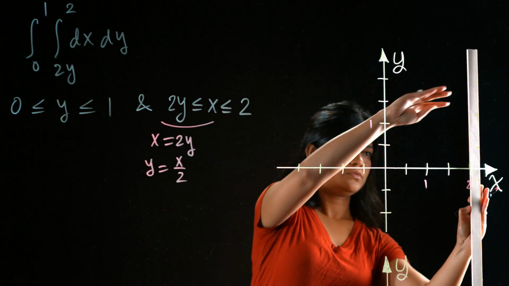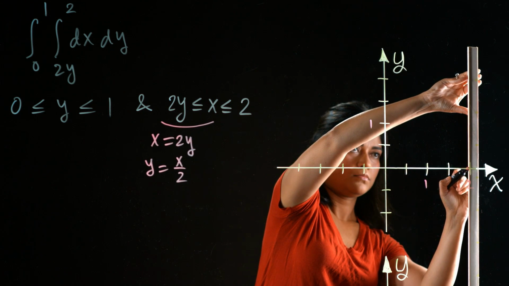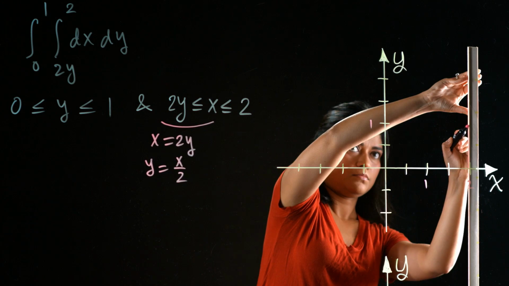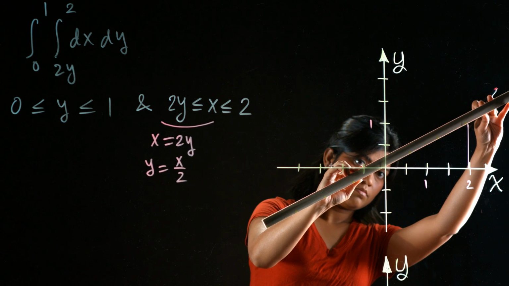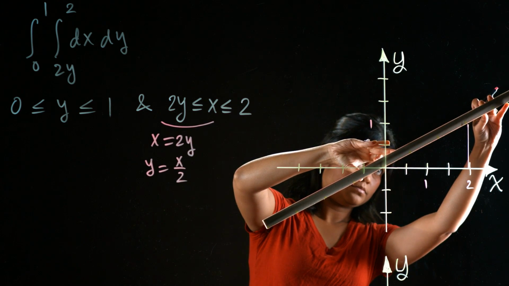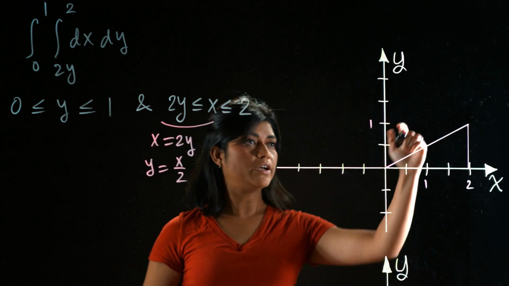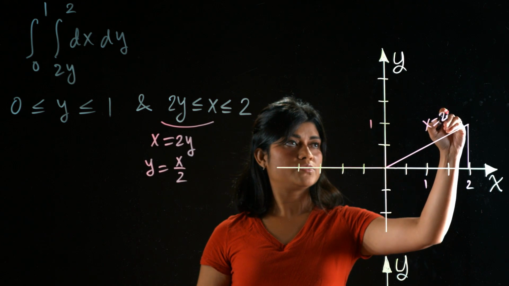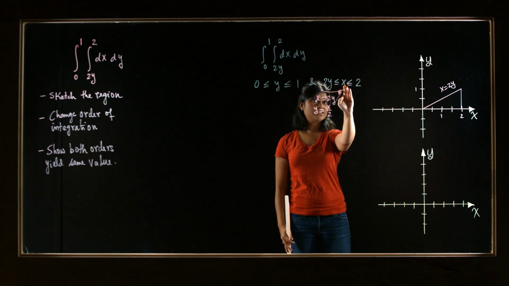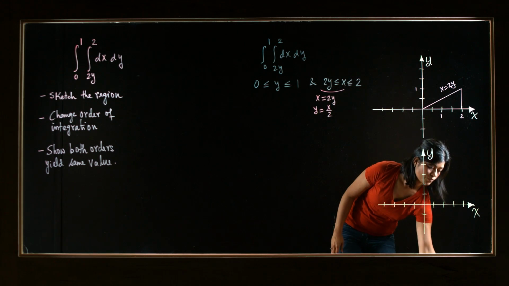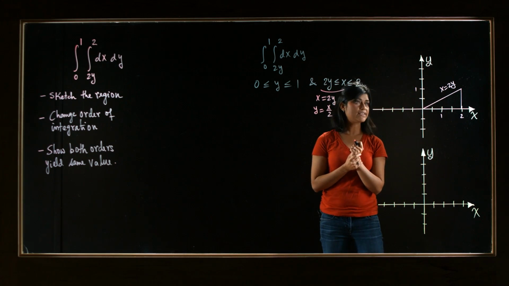Here is our line, x equals 2y. Now, x is between 2y and 2, and y is between 0 and 1. So what region is that?